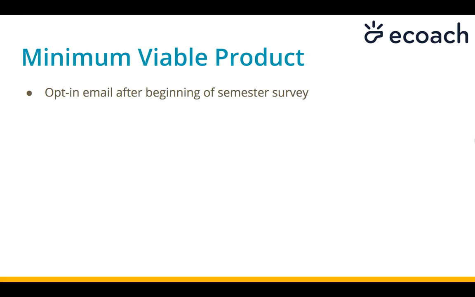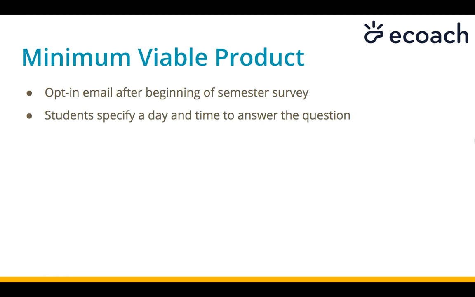So the minimum viable product that we eventually decided on was students will opt into the intervention through an email after completing the beginning of semester survey. Students will then specify a day and time that they want to answer the question every week leading up to exam one. And of course, students can change their preferences throughout the course of the intervention.